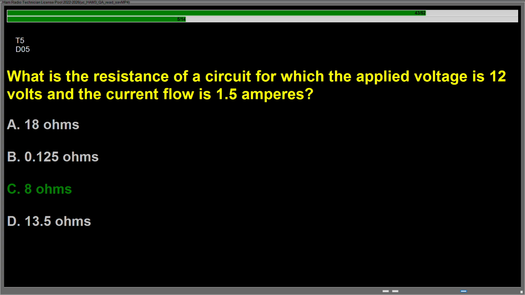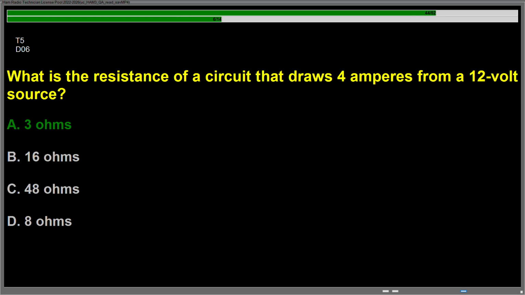Question Delta 05, what is the resistance of a circuit for which the applied voltage is 12 volts and the current flow is 1.5 amperes? Answer is C. 8 ohms. Question Delta 06, what is the resistance of a circuit that draws 4 amperes from a 12 volt source? Answer is A. 3 ohms.